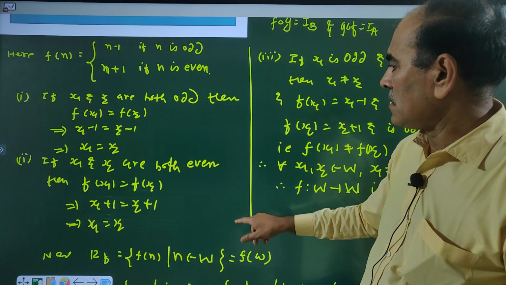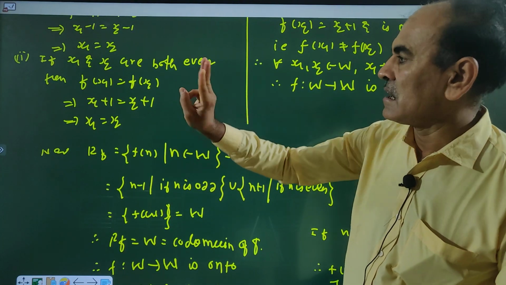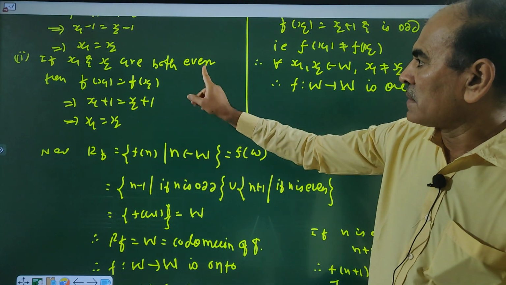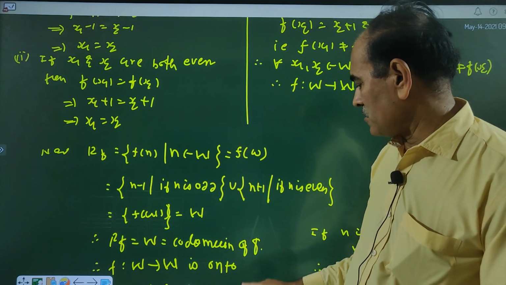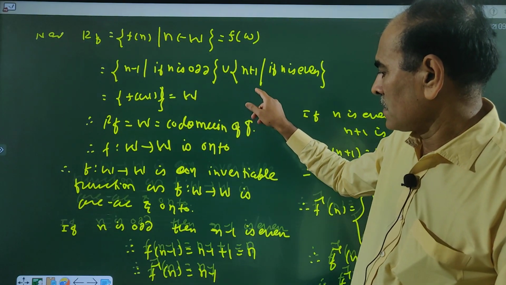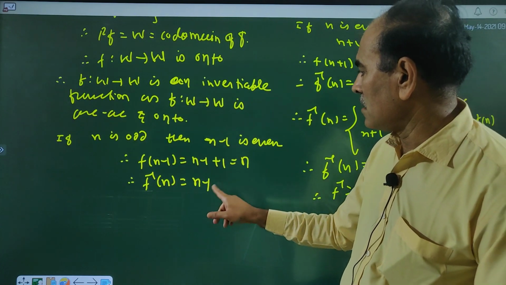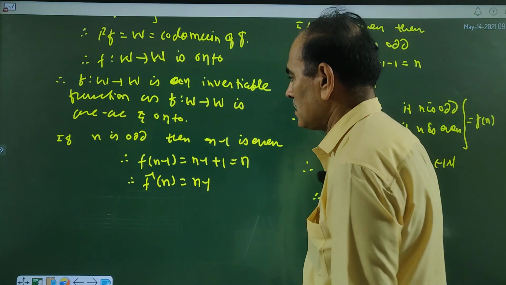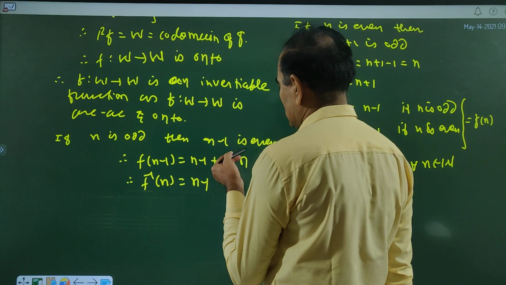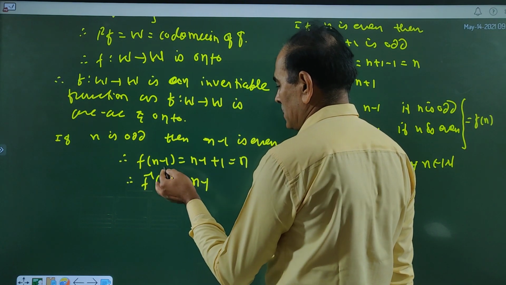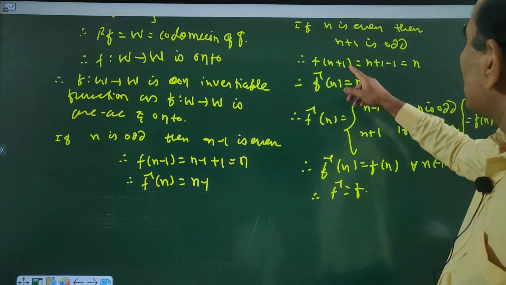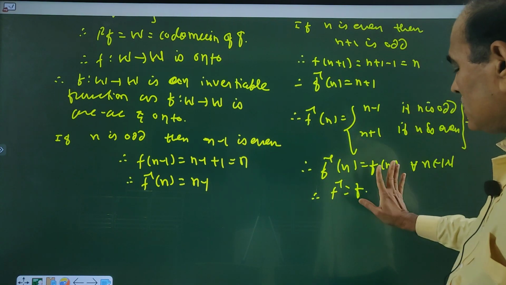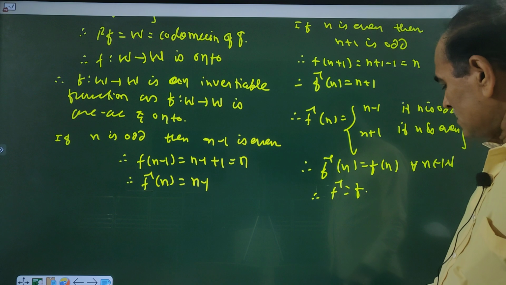See, that thing you already seen. For one-oneness, there are 3 possibilities: both are even, both are odd, one even and one odd. Then find range, so onto-ness. Then find the inverse. See, if n is odd, then n minus 1 is even. Same way, if n is even, then this thing. In this way we can prove that thing. Let us see the next one.